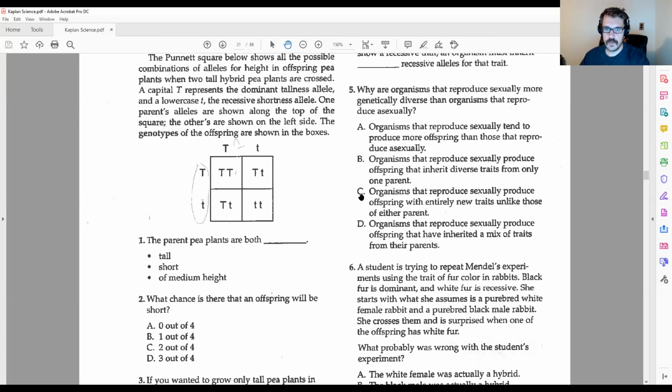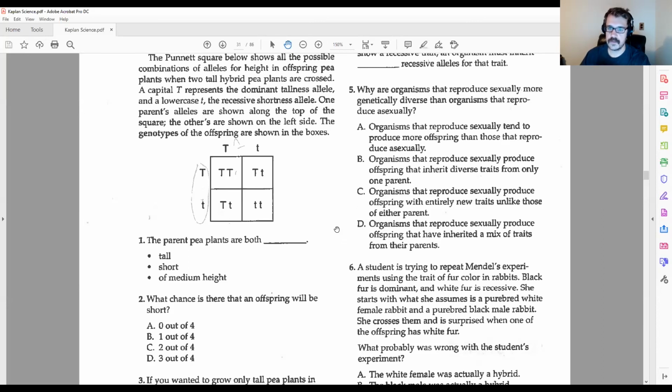So C, organisms that reproduce sexually produce offspring with entirely new traits, unlike those of either parent. That is not true, right? Because each offspring has one trait from each parent. They get their 2 traits because they have one from each. And then D, organisms that reproduce sexually produce offspring that have inherited a mix of traits from their parents.